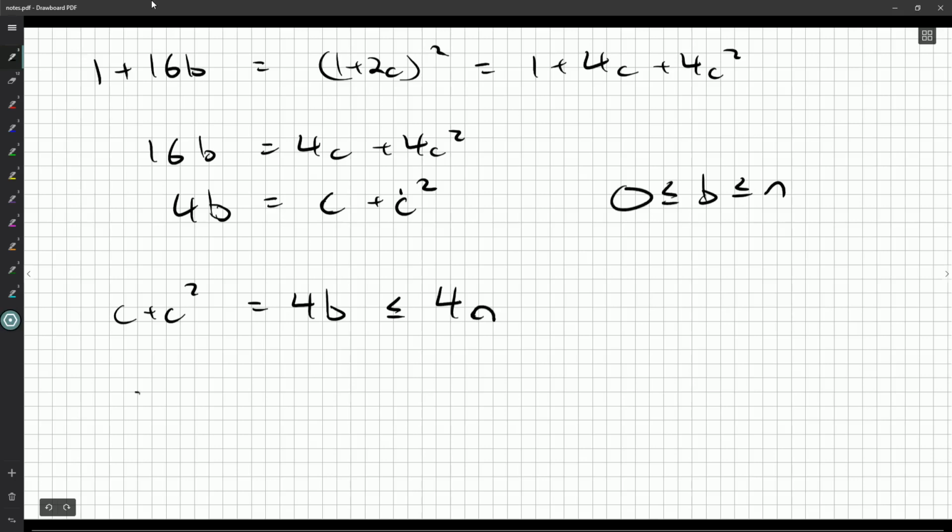What if we said something like c is 1? Right? So then if c is 1, we get c plus c squared has to be equal to 4b, but that means 2 is equal to 4b, so that doesn't work. So c plus c squared equal to 4b implies c plus c squared is a multiple of 4, because b has to be an integer as well.